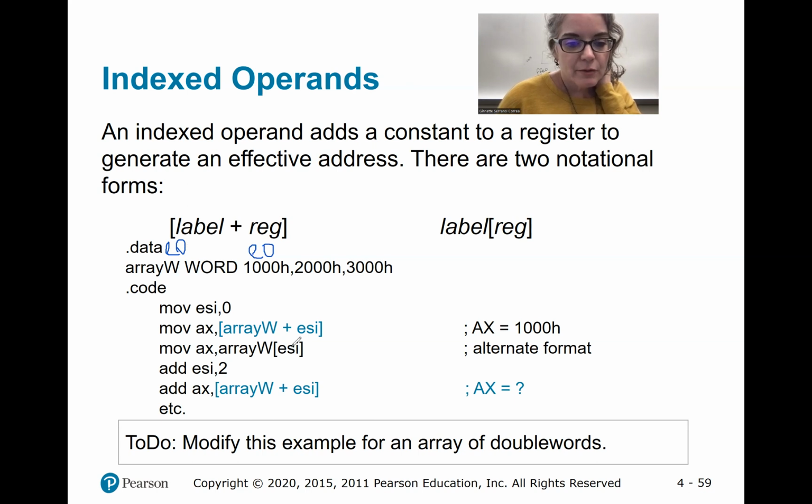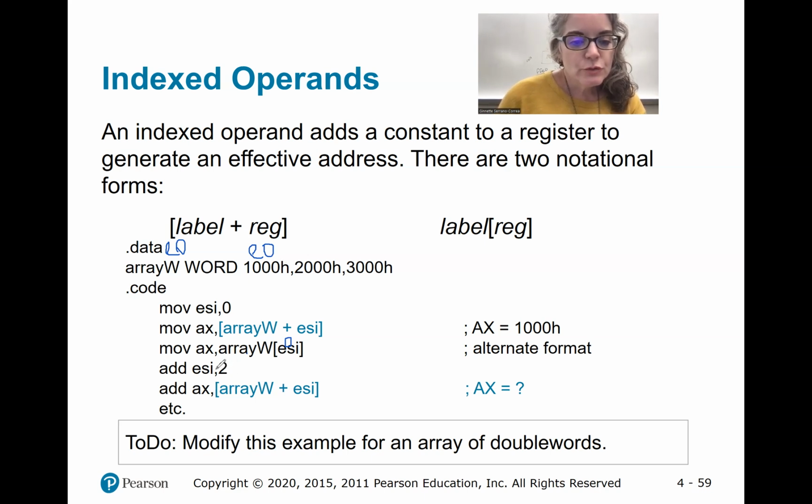ESI is 0. So this is another way that we could do it. This is like the C++ way, or even Java, where you have your array and then you have a 0 or a 1 or a 2 right here. So you could do it this way, or you could do it this way, and it's going to get you the same thing. It's going to get you to the 1,000.